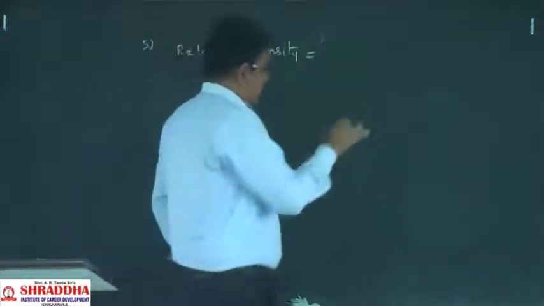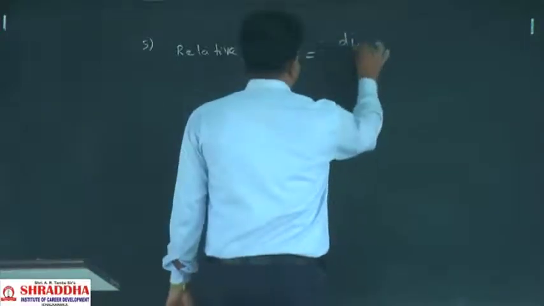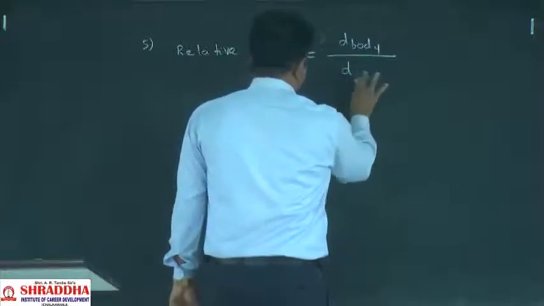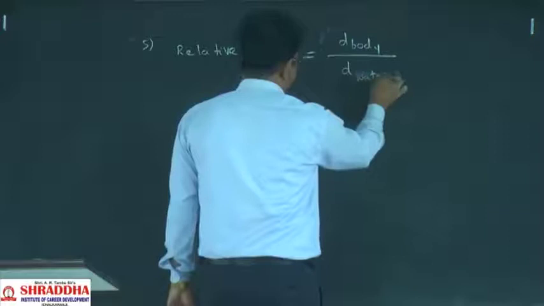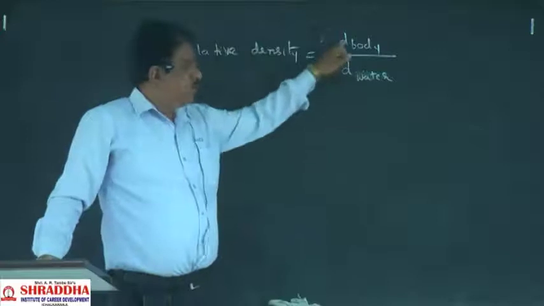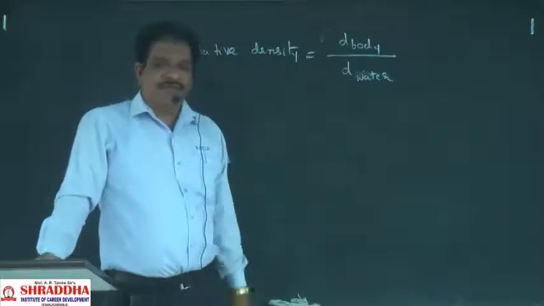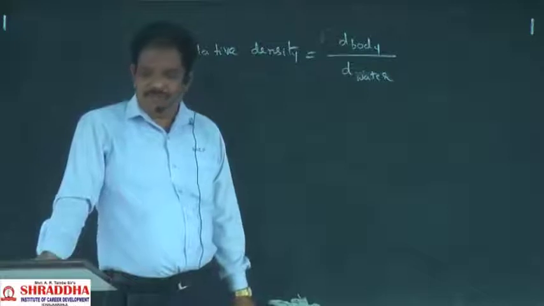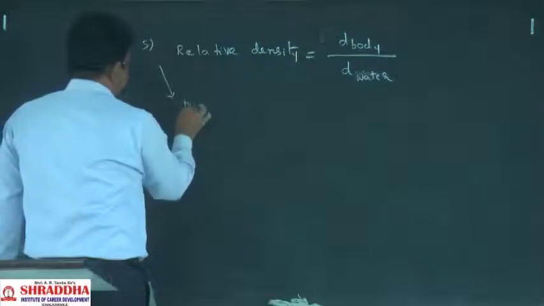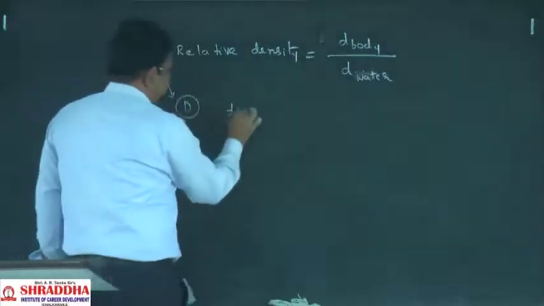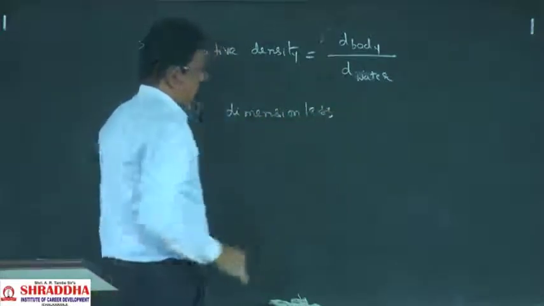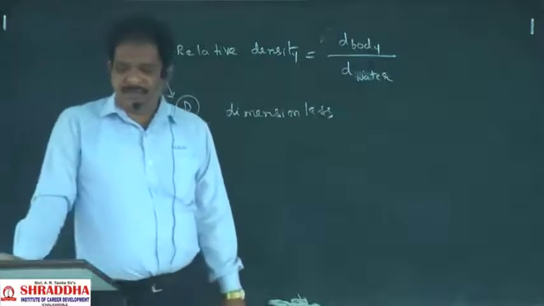Relative density means density of the body by density of water. So it is the ratio between two densities. So it is not having any dimensions and no units. So fifth, it will be D. Dimensionless. That will be the answer for it.